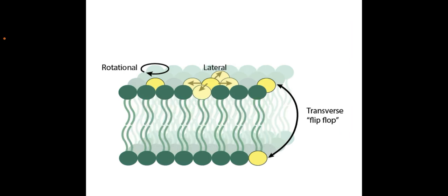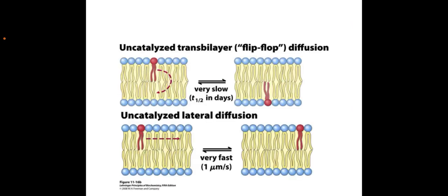These are the types of movements that can be observed. Three types, you can say. First one is the rotational, which rotates on its axis, in its place. Second is the lateral, position changing. And third one is a flip-flop movement, from upside to downside, and from downside to upside. Movements can occur from the upper membrane to the lower and from the lower to the upper. That is a transverse or flip-flop movement.